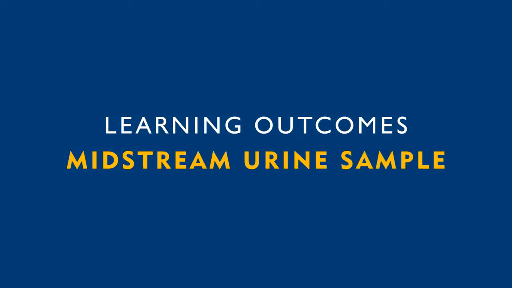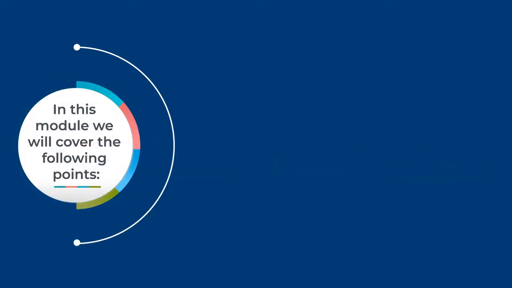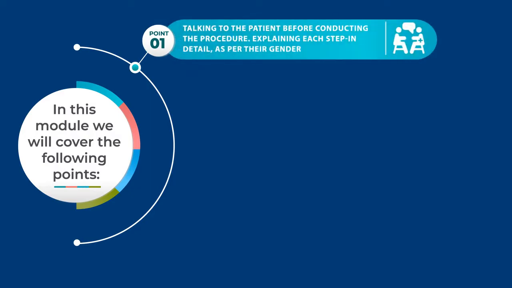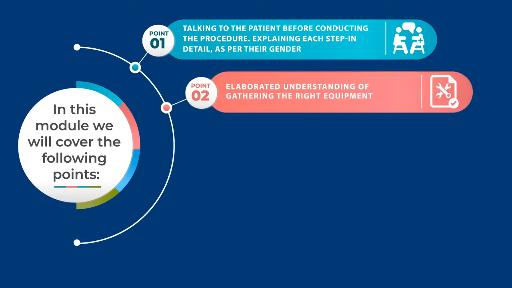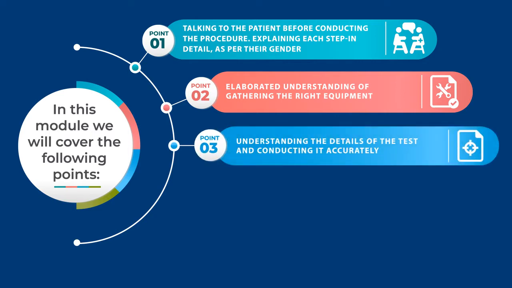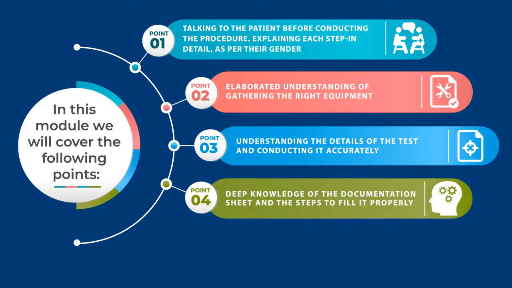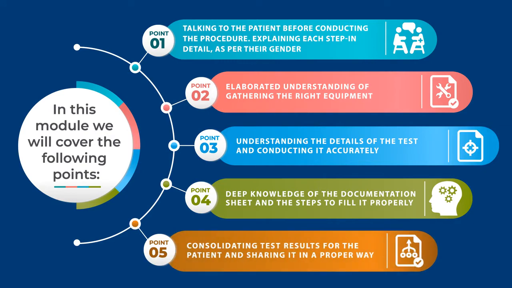Learning outcomes for the module on Midstream Urine. In this module, we will cover the following points: talking to the patient before conducting the procedure, explaining each step in detail as per their gender, elaborated understanding of gathering the right equipment, understanding the details of the test and conducting it accurately, deep knowledge of the documentation sheet and the steps to fill it properly, consolidating test results for the patient and sharing it in a proper way.